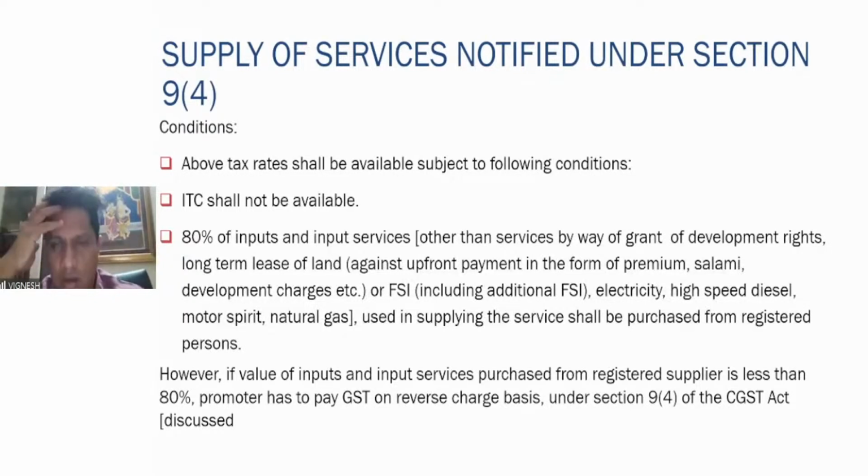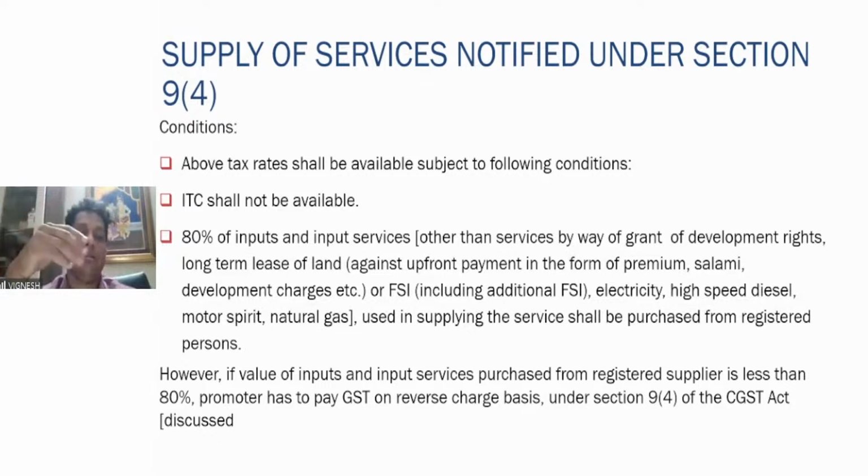That means what? Now, for example, in construction, cement is purchased, steel is purchased. There can be multiple aspects. Labor will be engaged. Now, what does it say? Out of these inputs and input services, assuming you are spending a total of say 1 crore for inputs and input services, at least 80 lakhs you have to procure from registered persons under the GST.